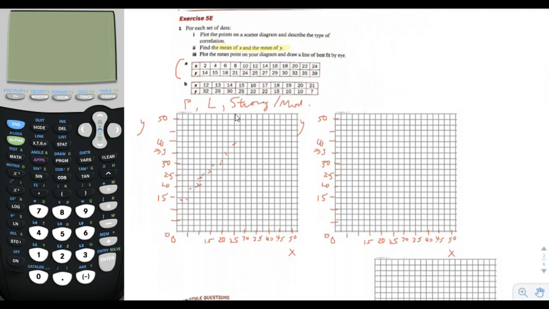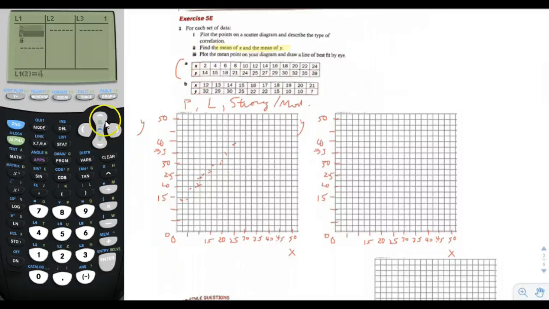And now I want to plot the mean point. This is the part that's going to take a long time because putting things into this online calculator is a real slow process. So what I'm going to do is clear out my L1 and L2 columns, and then use these columns to load up this data. In L1, I'm going to put the X's in, and in L2, I'm going to put the Y's in. For example, 2, 4, 6, you see I'm just going across the X's here.